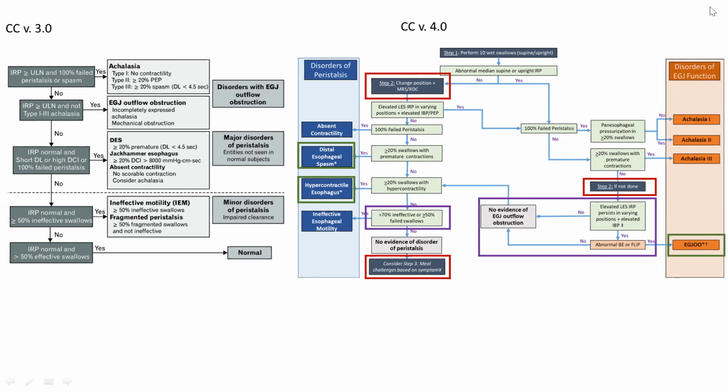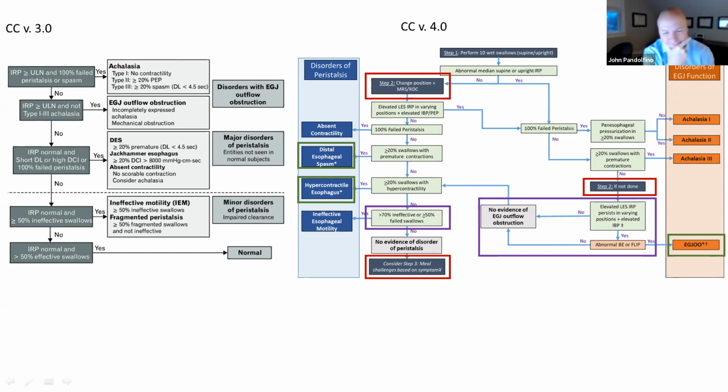Great, and for our listeners, I wanted to clarify that you also wrote a mini review which summarizes the changes between the third and fourth version of Chicago classification, and the figures there highlight what the changes are, because obviously when you're listening to the podcast, you can't see these figures, but you can always refer to that mini review.